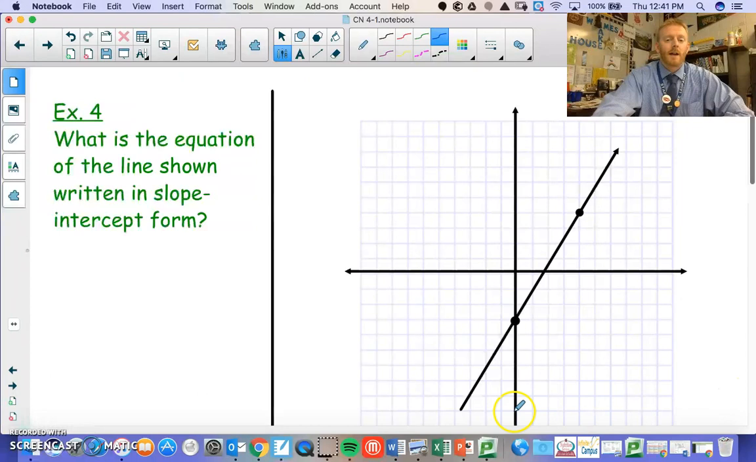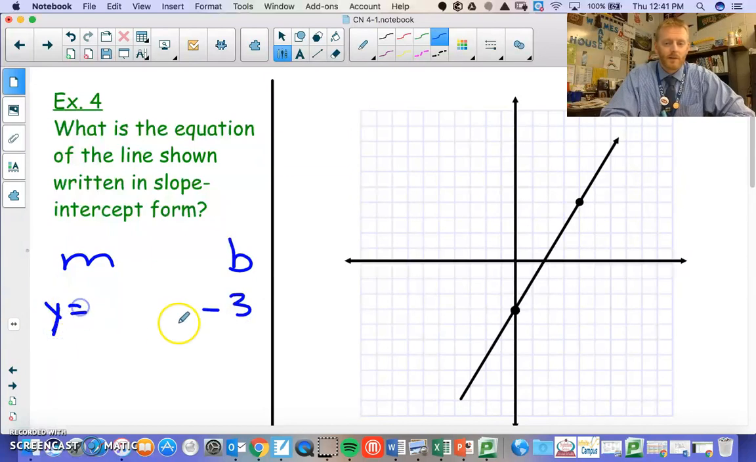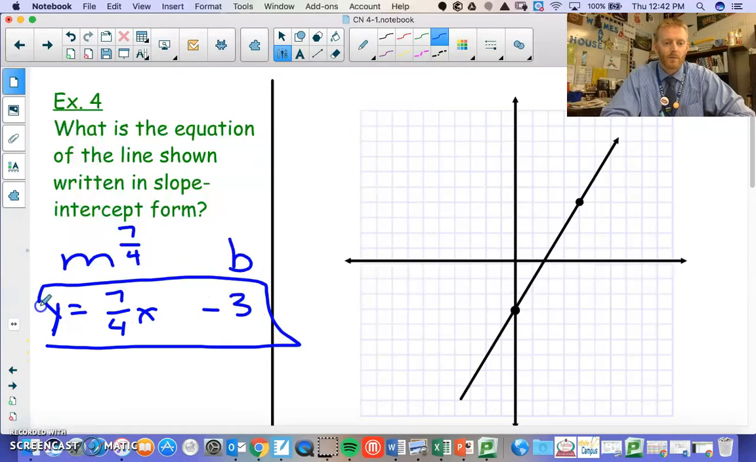All right, so the next type of problem is finding an equation from a line. The two things we need to find are the m and the b. The easiest thing to find is the b. The b right here is down 1, 2, 3. My b is -3. My m is going to be the slope of these 2 points. So I go up 1, 2, 3, 4, 5, 6, 7, and to the right 1, 2, 3, 4. So my m is 7/4. So I will have y equals 7/4 x minus 3 for my equation.